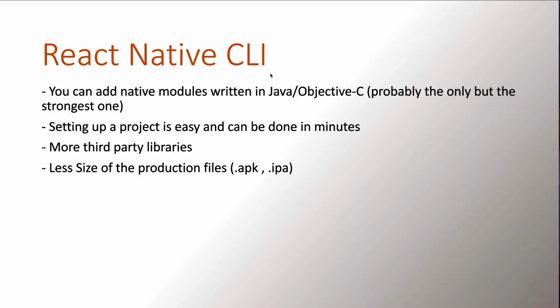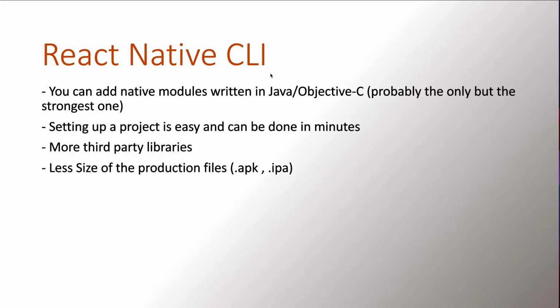If we go to the React Native CLI, you can add native modules which are written in Java, Objective-C, or Swift, and add them to your project directly, and you can use them in JavaScript as a JavaScript library. Setting up a project is easy and can be done in a minute, but of course setting up the environment takes a little bit of time. More third-party libraries are supported. You will have a lot of third-party libraries written for React Native CLI, and you can use them in your project. The nicest benefit of React Native CLI is that you have a smaller size of production files.